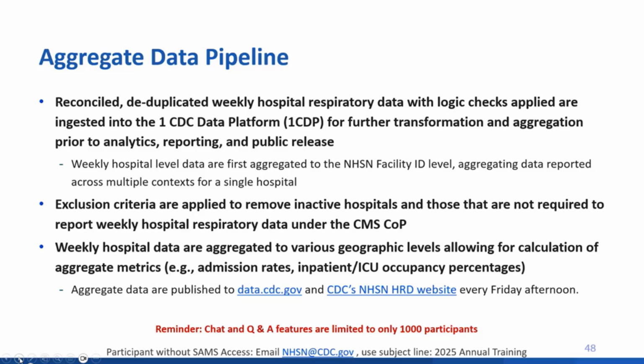Finally, after exclusion criteria are applied, the weekly hospital data are then aggregated to various geographic levels, including national, regional, and by state or territory, allowing calculation of aggregate metrics, including hospital admission rates and inpatient and ICU occupancy percentages. These aggregate data are published to data.cdc.gov and CDC's NHSN HRD website every Friday afternoon. Next slide.